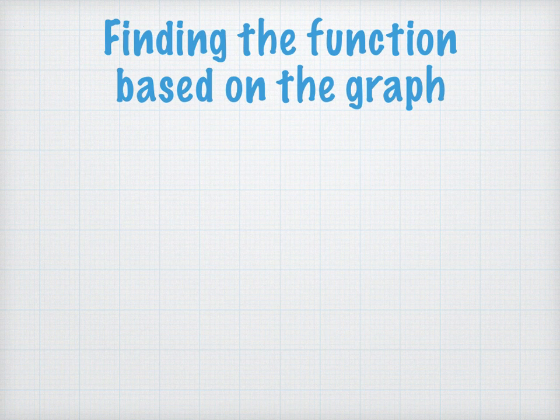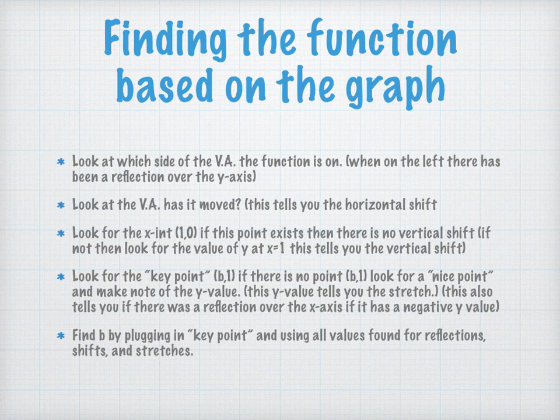We've had enough practice now that I think we are ready to try finding the function based on our graph. There's a few more steps to this. First, we want to look at which side of the vertical asymptote the function is on. When it's on the left side, there's been a reflection over the y-axis, so we're always going to look for that first. Then we're going to look for the vertical asymptote and ask ourselves, has it been moved? This tells us about the horizontal shift.